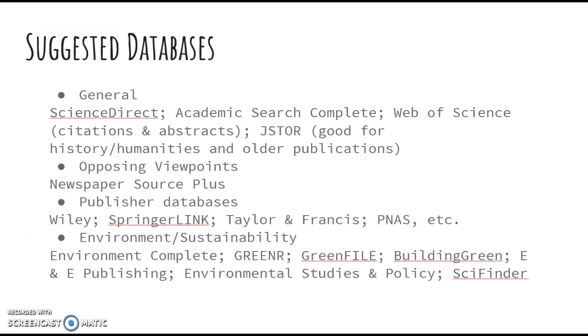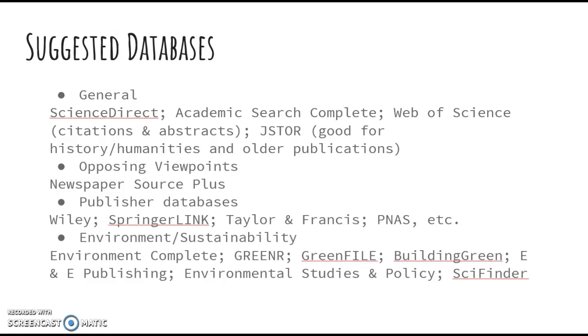So my suggested databases for you. If you're looking for general topics, go to Science Direct, Academic Search Complete, or Web of Science for citations and abstracts. JSTOR is good for history and humanities and older publications. For opposing viewpoints, go to Newspaper Source Plus. For publisher databases, go to Wiley, Springer Link, Taylor and Francis, and PNAS.